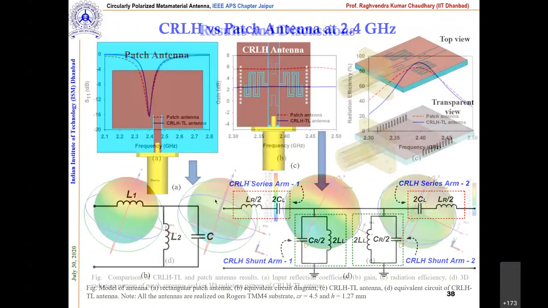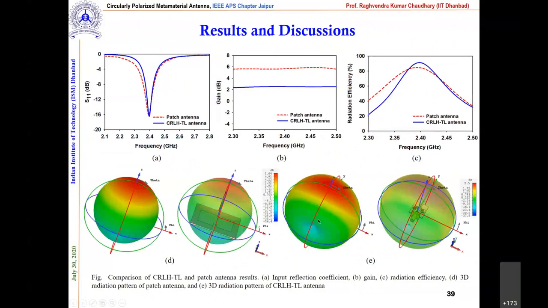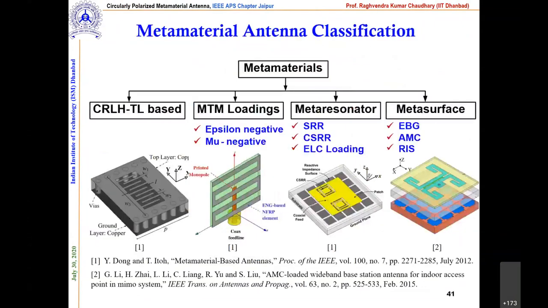We are converting its omnidirectional pattern to this by adding the post. In this way the gain is improved, and now we can say this is comparable to the patch antenna. If you classify the antennas, we can classify like this: purely the CRLH transmission, which is a transmission line based antenna.